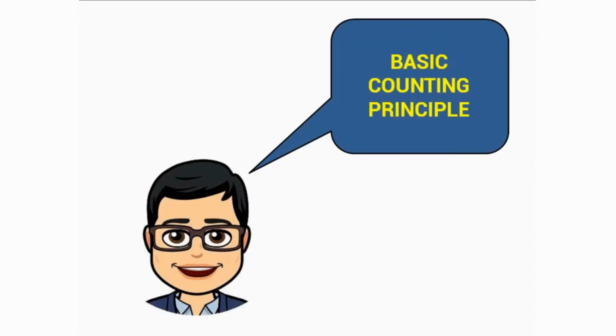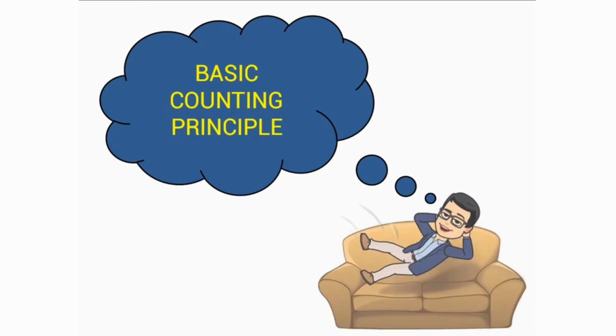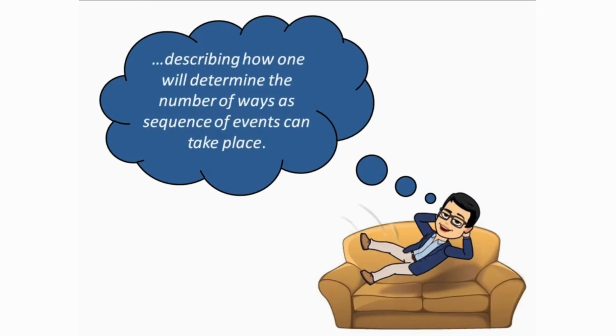Today we'll talk about a basic counting principle, what it is, and where we can use it. We will also be tackling factorial notation and the rest of the rules which play an important role in counting. The basic counting principle is a fancy way of describing how one will determine the number of ways a sequence of events can take place.